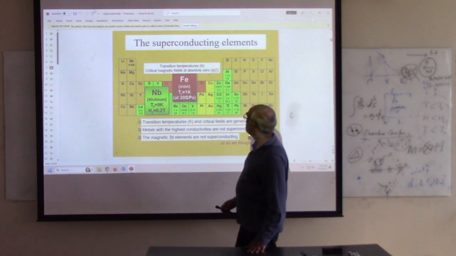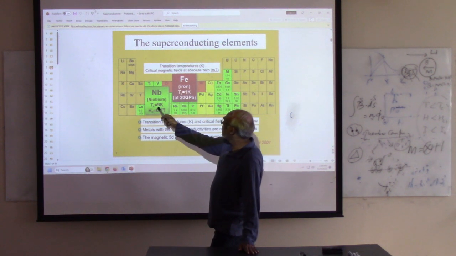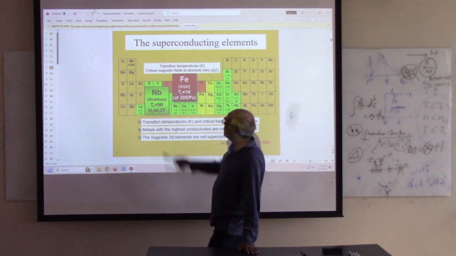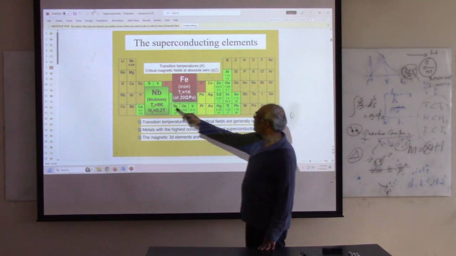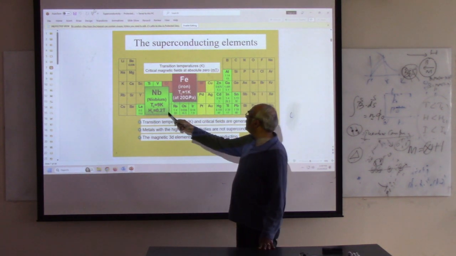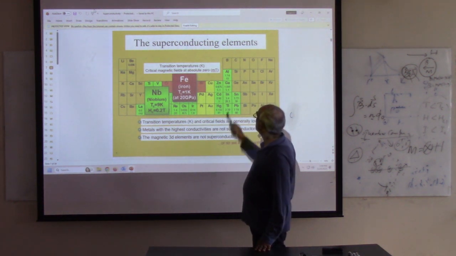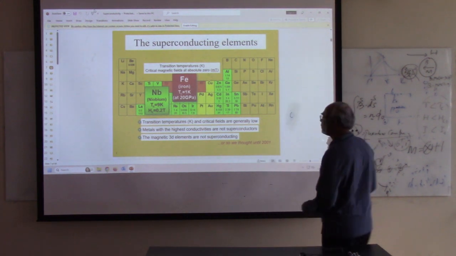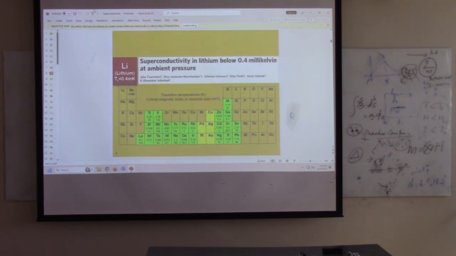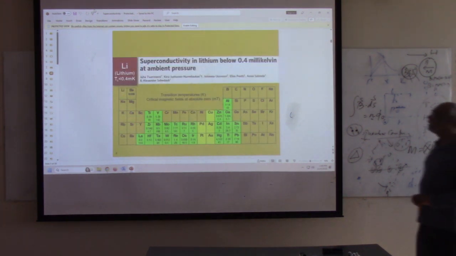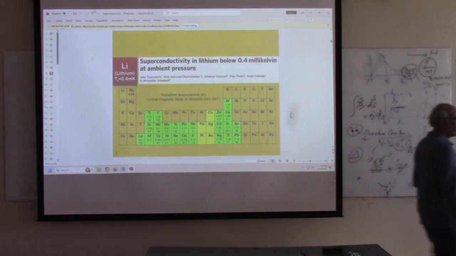Also, if you look at the critical temperature and the critical field, you can see niobium has a Tc of about 10 Kelvin and a critical field of about 0.2 Tesla. If you consider cadmium, your Tc is only 0.6 and Hc is about 3. So we can see all these numbers. Recently they found even lithium to be superconducting, but at millikelvin temperatures.